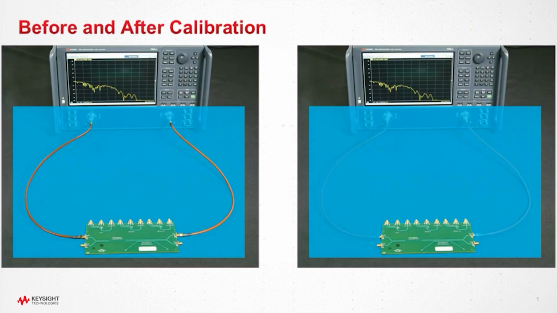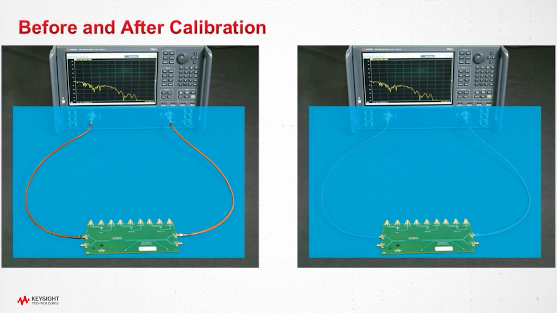Here's what calibration actually looks like to your network analyzer. On the left, before calibration, the network analyzer considers everything beyond its test ports to be the DUT. Obviously, this is a problem if you're using cables to connect your device, because the cables, the connection between the cable and your DUT, and any other fixtures are going to be factored into the measurement.